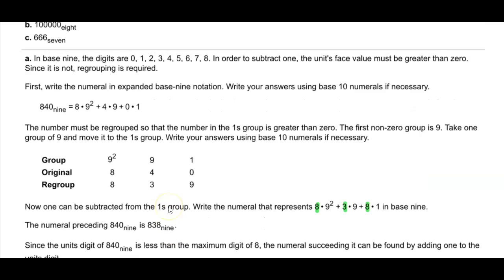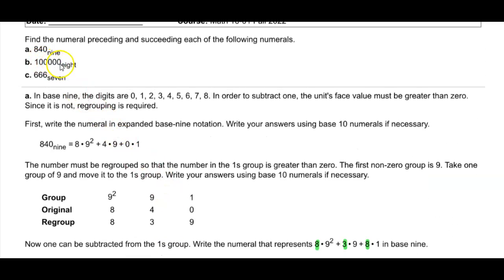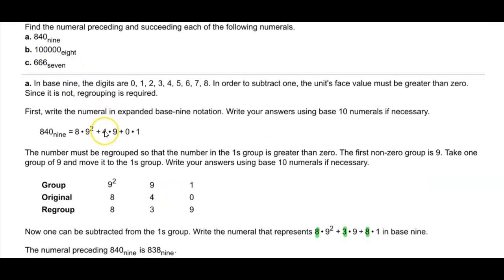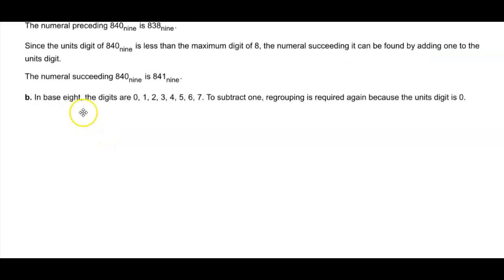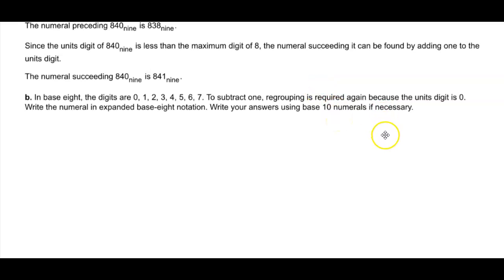Now let's take a look at part B. Part B is we have 100,000 with a base of 8. So in the base of 8, the digits are 0, 1, 2, 3, 4, 5, 6, 7. To subtract 1, regrouping is required again because the units digit is 0. So we're going to write the numeral in expanded base notation. So you're going to write your answers using base 10 numerals if necessary.